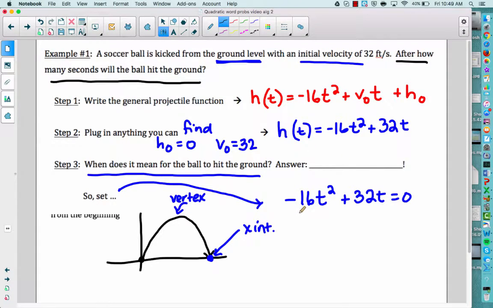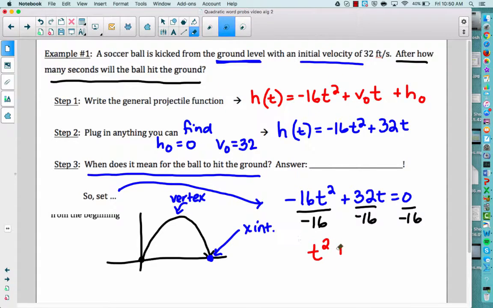Well, I first want to see if I can simplify it, and I notice that 16 and 32, I can divide each term by 16 to simplify the equation. I'm actually going to divide by negative 16 so that my t squared is positive. All right, so I'm going to divide by negative 16, and I'm going to get t squared minus 2t equals 0.